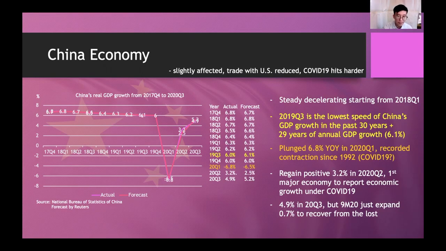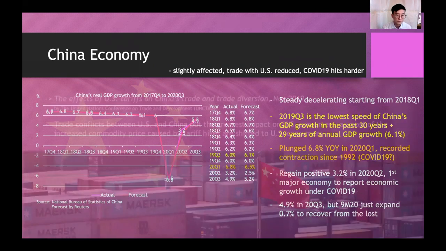Things get worse after the outbreak of COVID-19. In 20 quarter 1, the GDP reached a record contraction of negative 6.8% since 1992, but it rebounded to positive 3 to 4% in quarter 2 and 3. China is almost the first major economy to report growth following the coronavirus pandemic, and it is recovering all the ground it lost in the first half of this year.